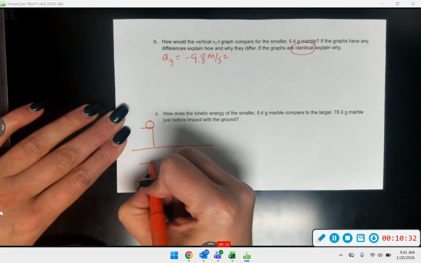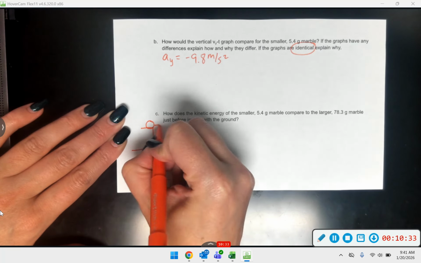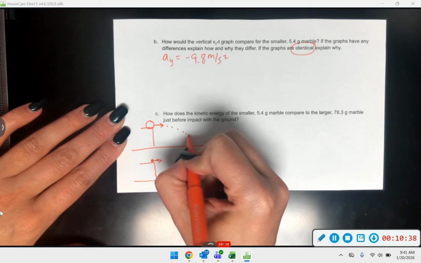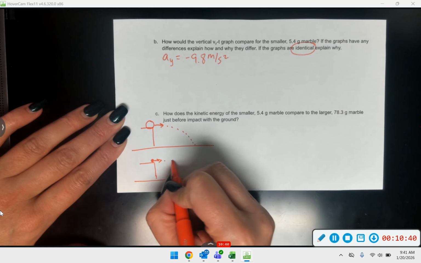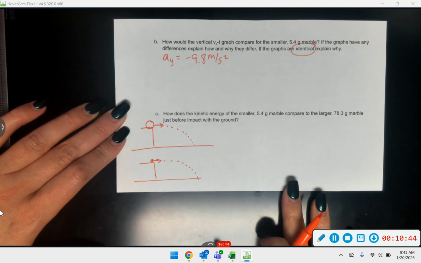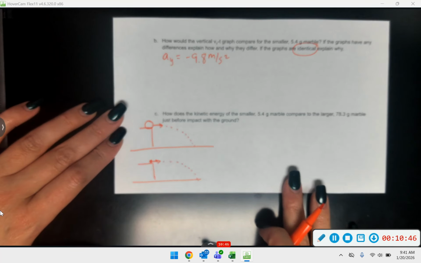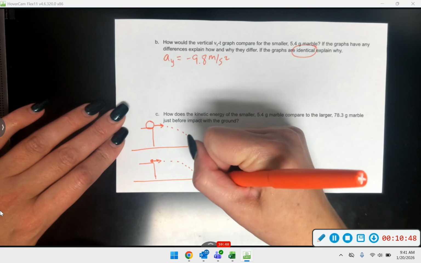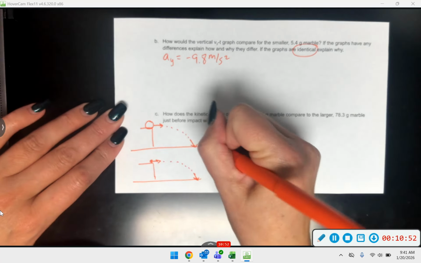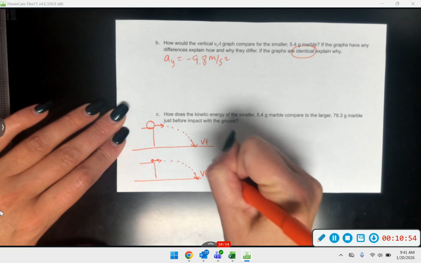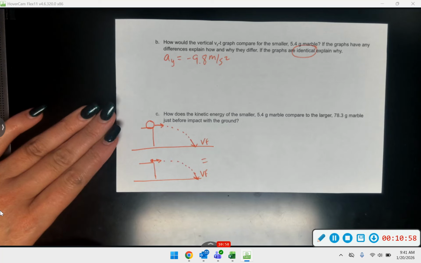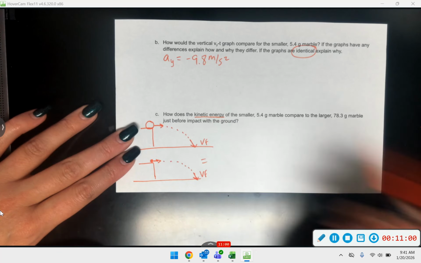We have a larger marble here. We have a smaller marble here. They're both going to leave as horizontal projectiles. They're both going to land at some distance away. Again, that range is going to be the same. The air time is going to be the same. The velocity is going to be the same. They're both going to hit at an angle. That's going to be the same. This VF is going to be equal to this VF. They're the same. However, it doesn't ask about the velocity. It asks about the kinetic energy.